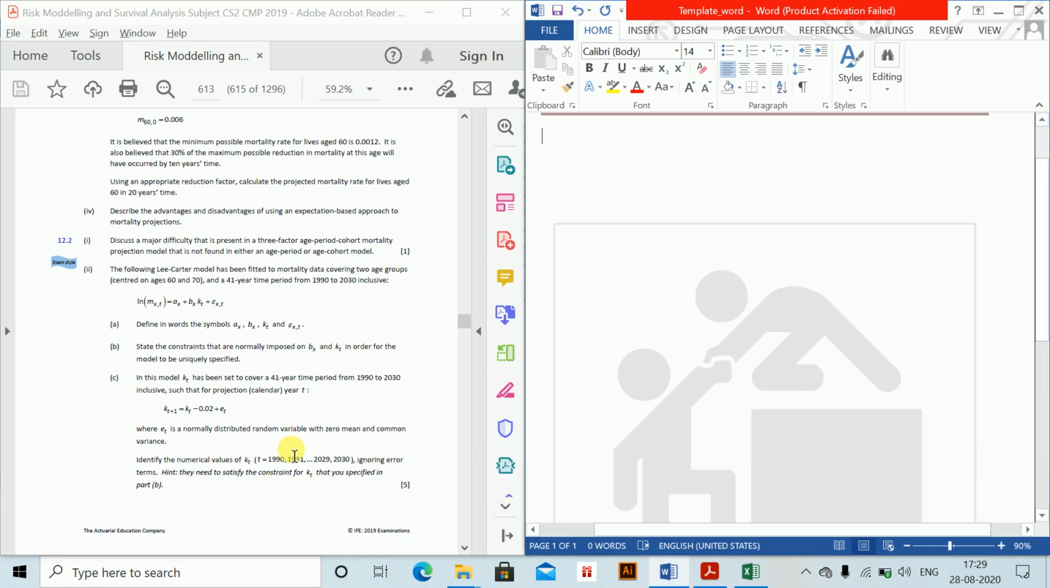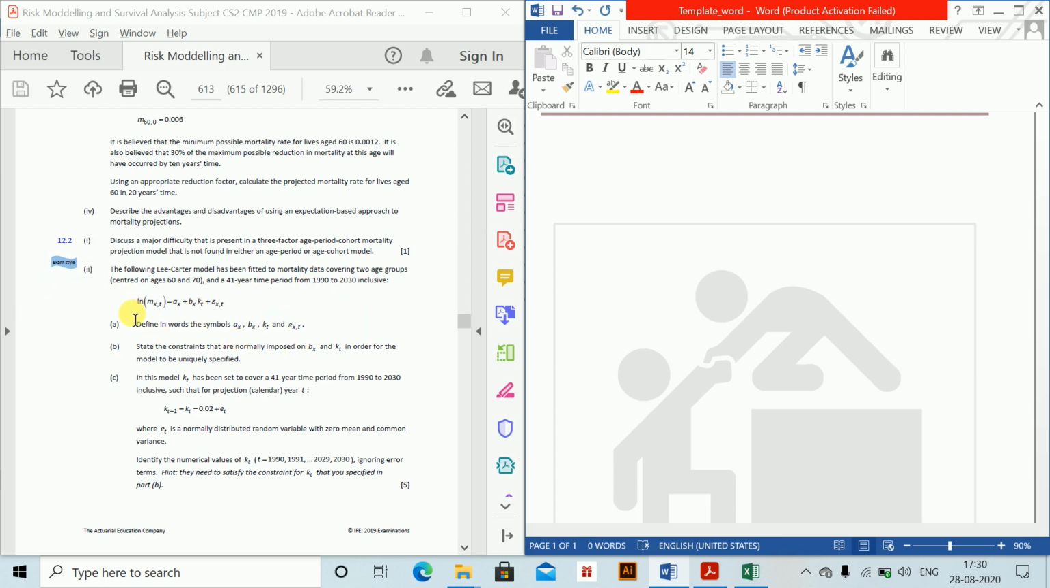Mortality projection. This chapter has very little mathematical typing and is more theory. Still, I'll make you do some exam-style questions. Discuss a major difficulty that is present in a three-factor age-period-cohort mortality model, but is not found in either an age or age-period model. Again, this is theory, so I'm not discussing it.